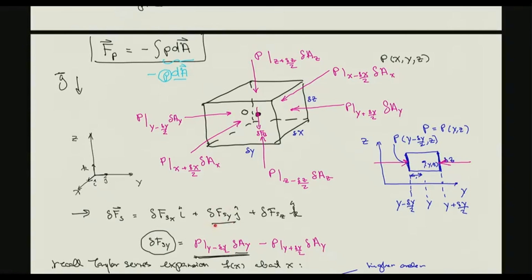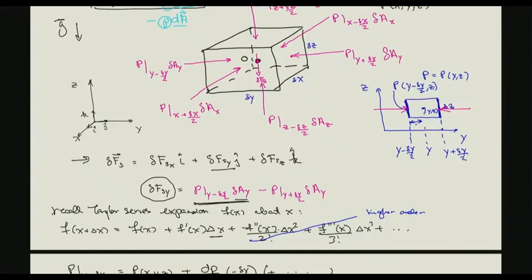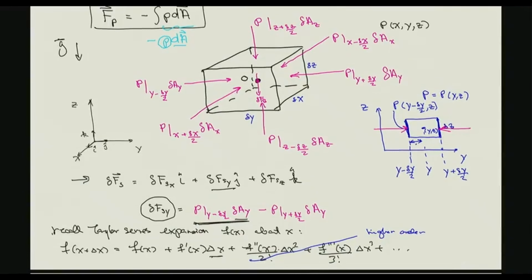So let's just consider how this is evaluated. This would be the surface force in the y direction. So that would be this in the positive y minus this acting in the negative y. So that's this minus this. Now, to evaluate this value of the pressure, we just do a Taylor series expansion about this point. So I've just written here Taylor series expansion for some function where we know the value of the function at x, and we want to evaluate at x plus delta x.